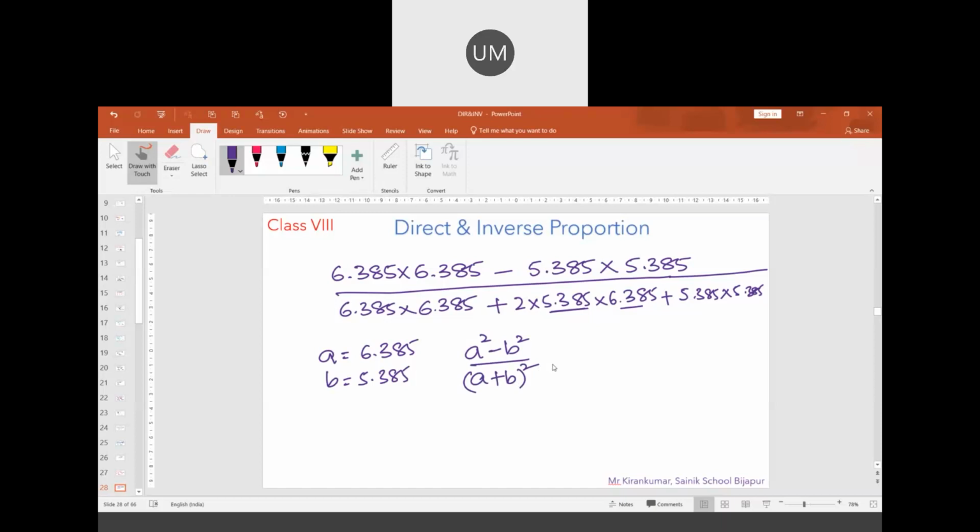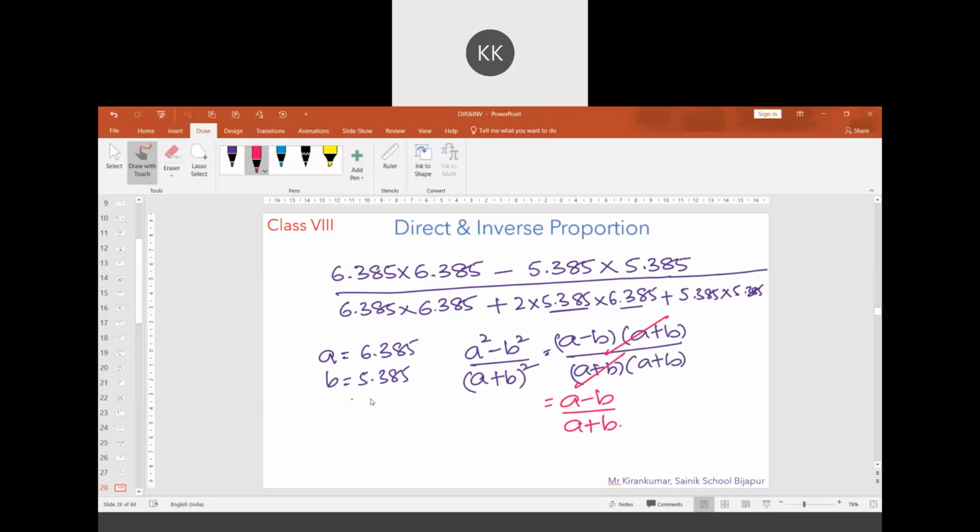What do we have to do? A square minus B square is equal to A plus B into A minus B, and downside A plus B into A plus B. Something gets cancelled, so what remains at the end is A minus B divided by A plus B.